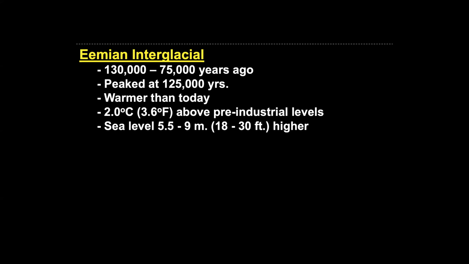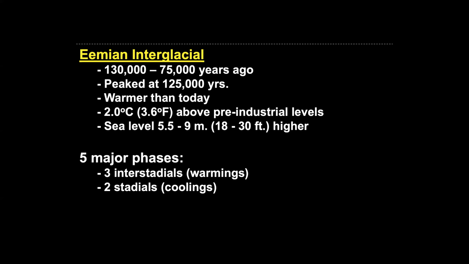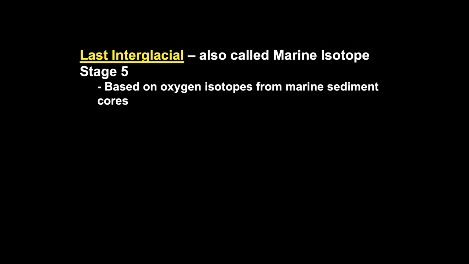The other one would be the Eemian interglacial. And again, interglacial meaning between glacial periods. It roughly happened between 75 and 130,000 years ago, and it peaked around 125,000 years ago, warmer than today, and sea level was about 5.5 to 9 meters taller. It was broken down into 5 major phases, 3 interstadials, warming, and 2 stadials, cooling. And this graphic coming up here will sort of highlight the different events.